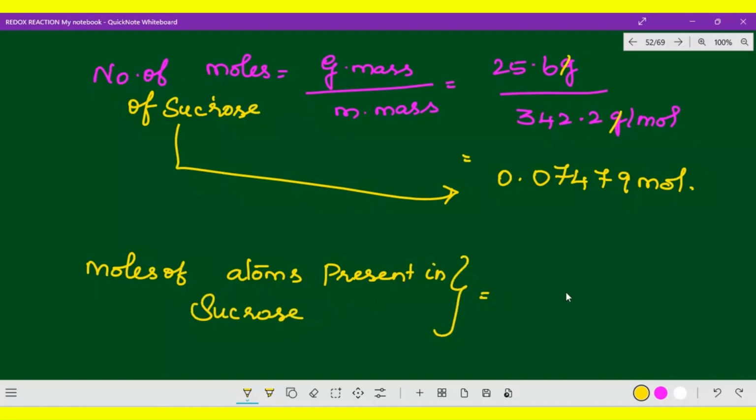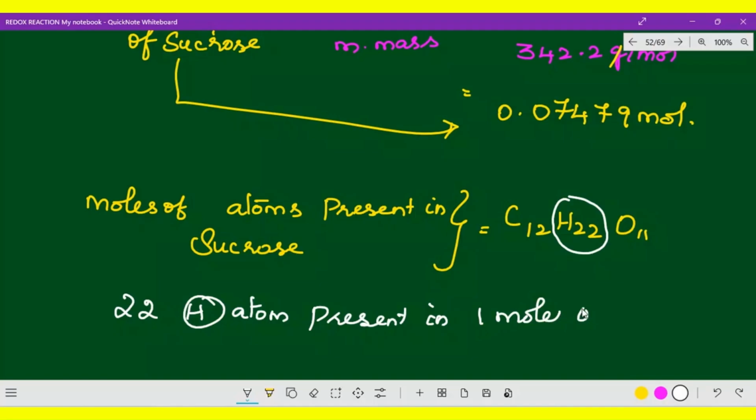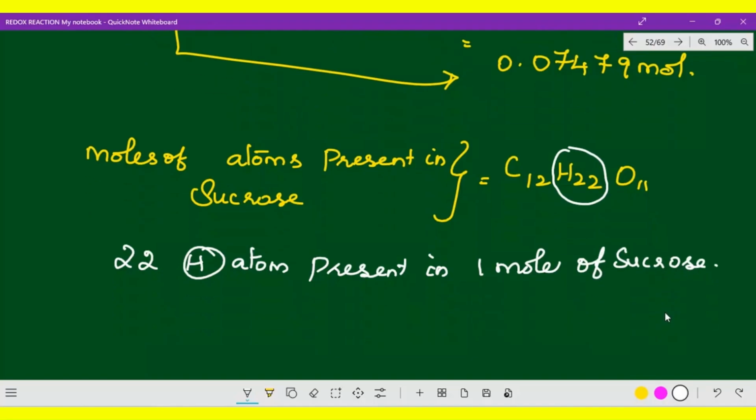So how many are there? Actually, what is the formula? C12H22O11. So that means 22 hydrogen atoms are present there. 22 hydrogen atoms are present in 1 mole of sucrose, right? Now it is easy to identify.